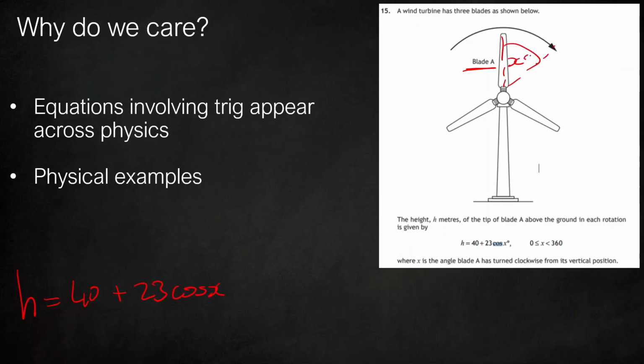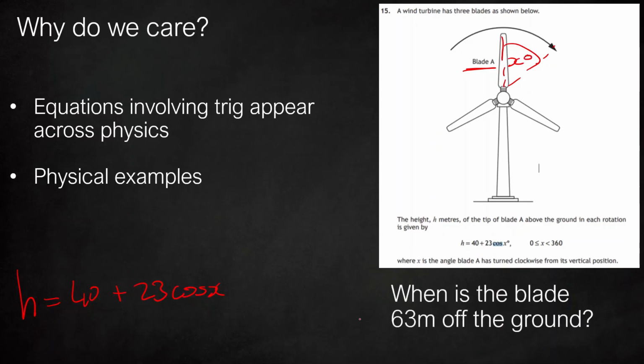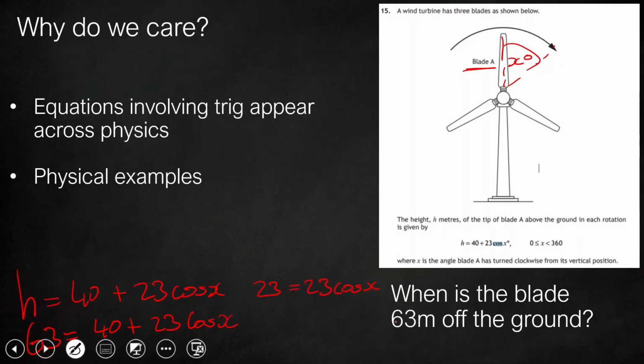this guy here. And if we ask the question, when is the blade 63 metres off the ground, then if we sub it in our equation, so the height is just 63, then it's asking us what is x, what's the angle when we're at 63 metres high. So I'm going to do a bit of rearranging. I'll take the 40 off from both sides, so we end up with 23 equals 23 cos x. And if I divide by 23 on both sides, and I'll change the order just so the cos is on the left, we end up with cos x equals 1.